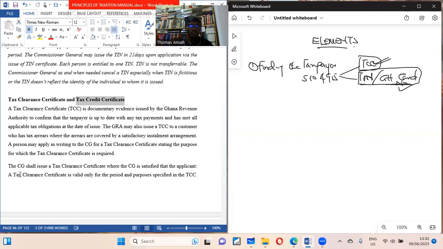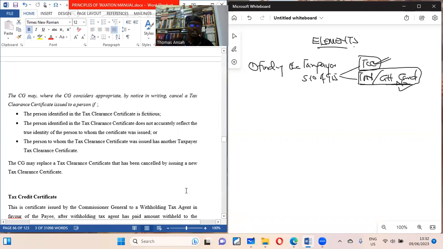Because one of the things that we said about a good tax system, not only is it equitable, but there is convenience. There should be convenience. All right, so I don't need to take transport, go to the GRA office. Why haven't you done this, when you know it's something that you have to do? All right, so that is the case.